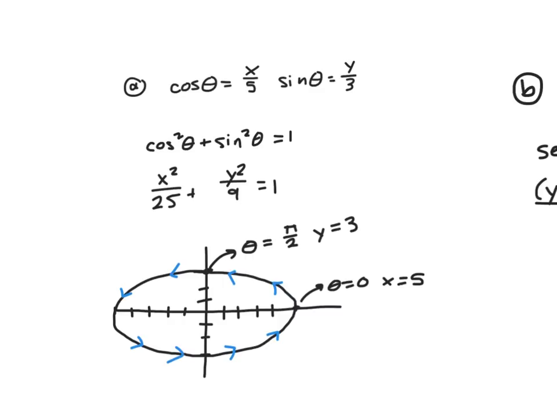All right, so for our first one, if you make this substitution for cosine and sine into one of our Pythagorean identities, we end up with x squared over 25 plus y squared over 9 equals 1, which is a horizontal ellipse. If you test theta equals 0, you'll see that that gives us an x value of 5. The only time that occurs is here. If you test theta equals pi over 2, you get a y value of 3, because the sine of pi over 2 is 1, so y would equal 3, and that point must occur here. So I can see that our graph is moving in this direction.